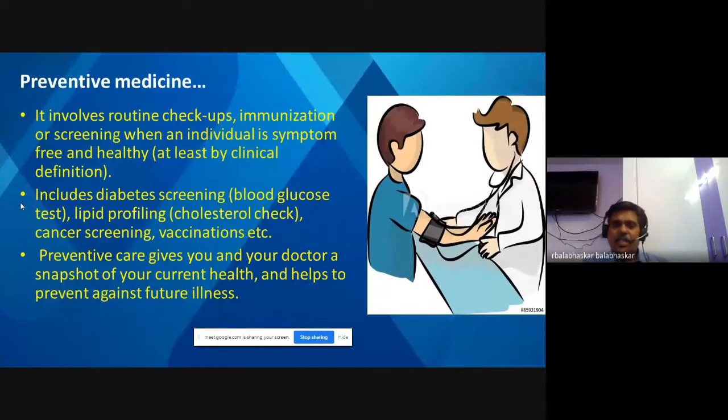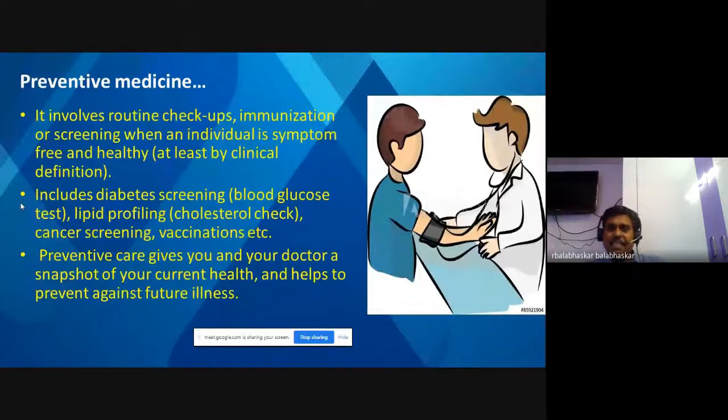Preventive medicine is going to be involving routine checkups. So preventive, as the name itself suggests, is something which you're going to do on a basis where you're going to just ensure that you're going to be in good health. So that's what I say by clinical definition. It involves routine checkups, immunization, or screening when an individual is symptom-free and healthy. So for example, beyond a particular age, you just go have a blood glucose test or you do a cholesterol check. Those are all categories that come under preventive medicine.